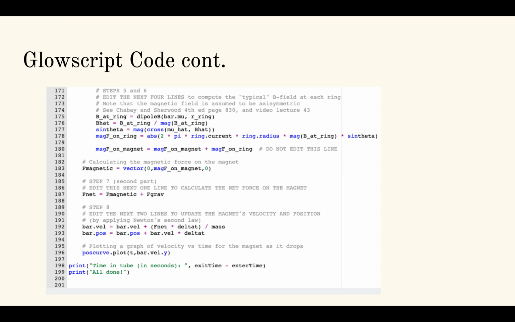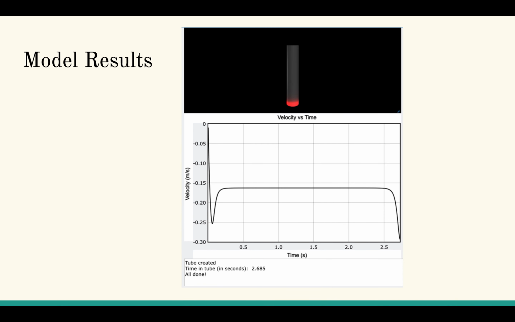So here's some further calculations, finding the magnetic force on the magnet and the ring. And then we have the net force, which is the magnetic force and the force of gravity. And so these are the results. We got that the time in the tube is 2.685 seconds. And then you can see the velocity versus time graph.